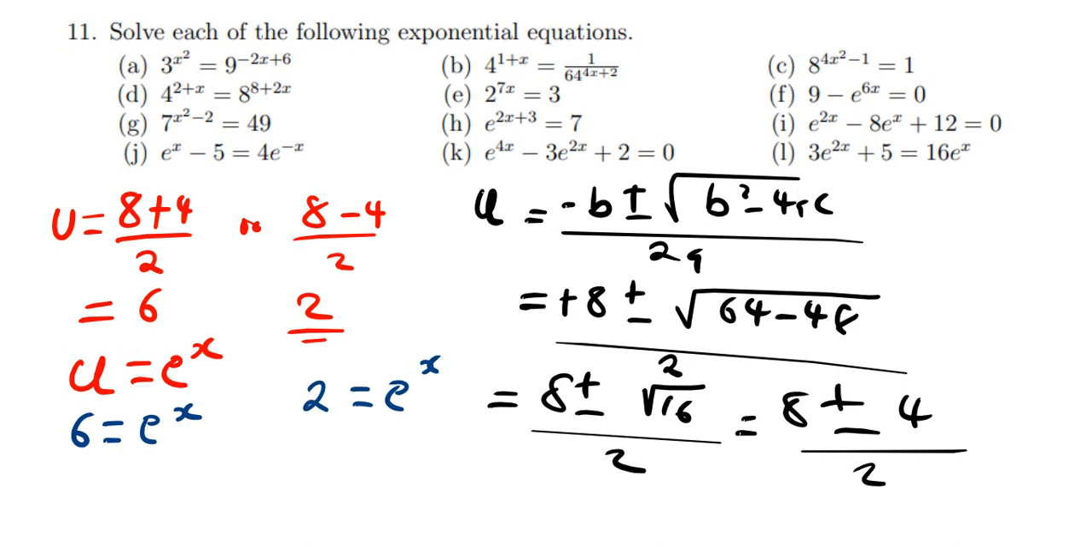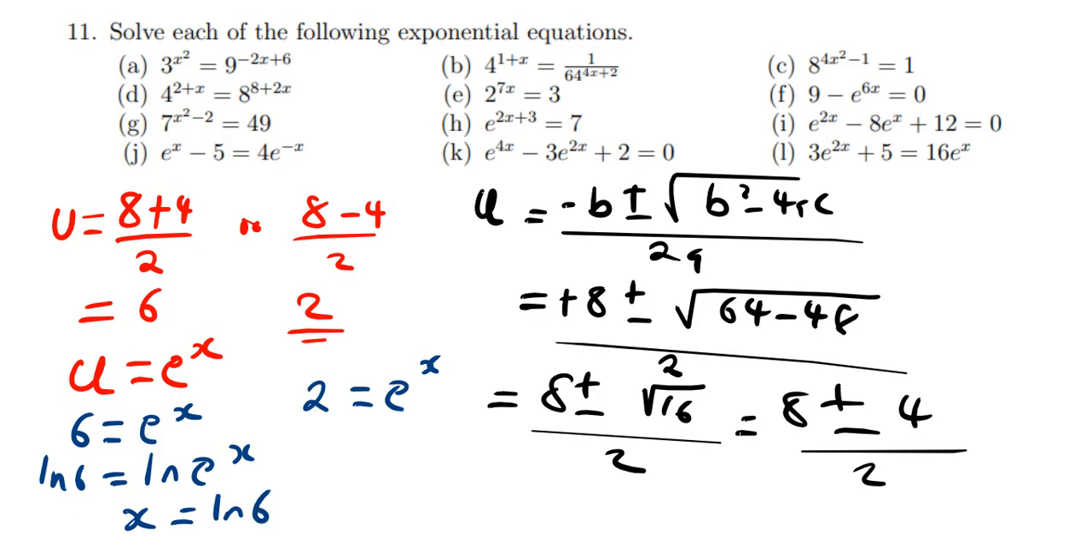So how are we going to find the value of x itself? We're going to introduce natural log on both sides. So I'm going to say natural log of 6 is equal to natural log of e to the power x. And you know, what am I going to have? This gives me a 1, so therefore x is just equal to natural log of 6.